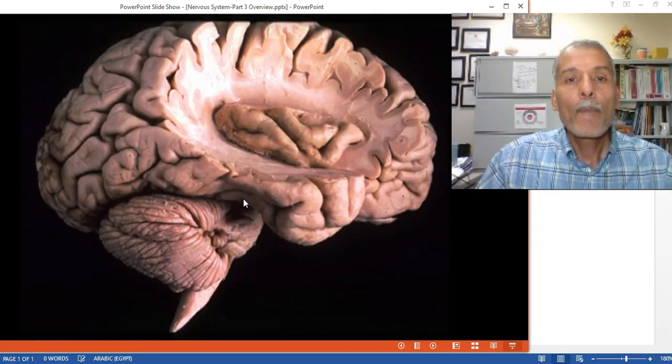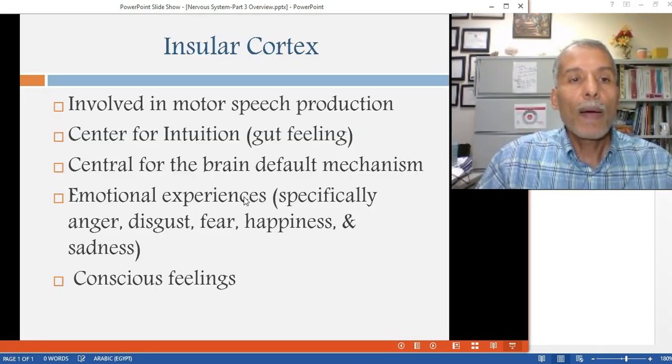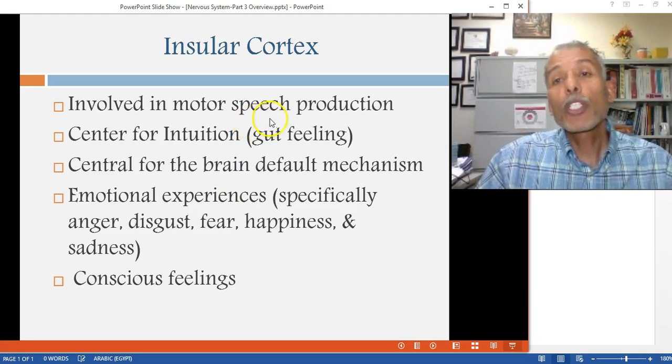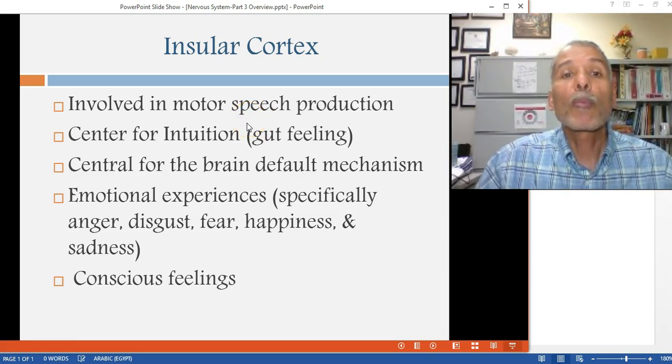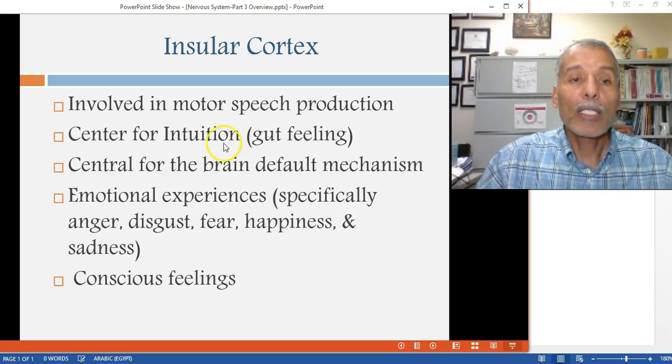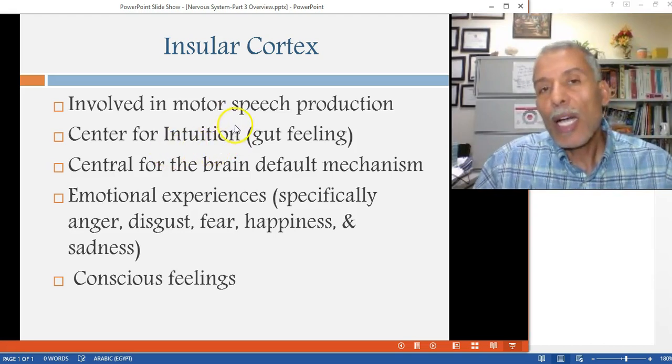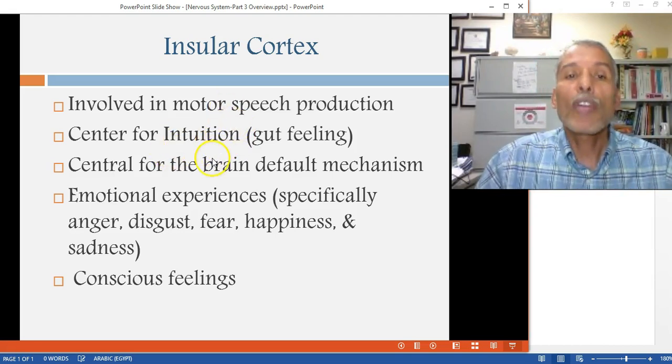Okay. So the insula is involved in motor speech production. It works with Broca's area, and its connection with Broca's area is very, very important for motor planning and programming.